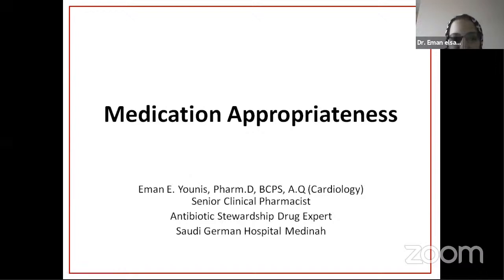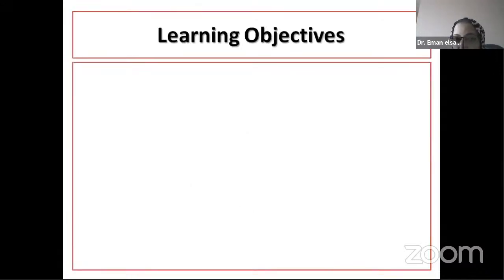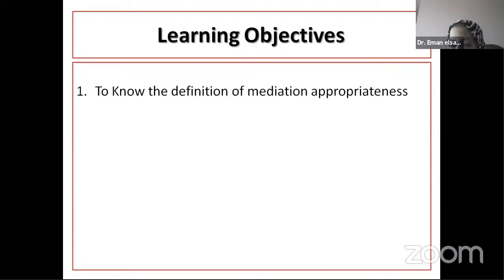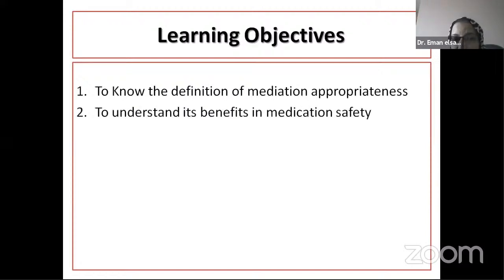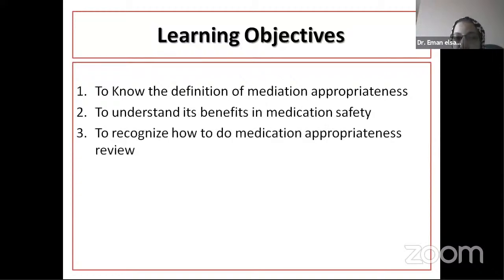Now it's time for the second session for today about medication appropriateness. Medication appropriateness is really an important topic related to medication safety, related to accreditation, related to our daily work as pharmacists, nurses, physicians. Let's talk in detail about appropriateness. By the end of this topic, you will be able to know the definition of medication appropriateness, understand its benefits in medication safety, and recognize how to do a medication appropriateness review.